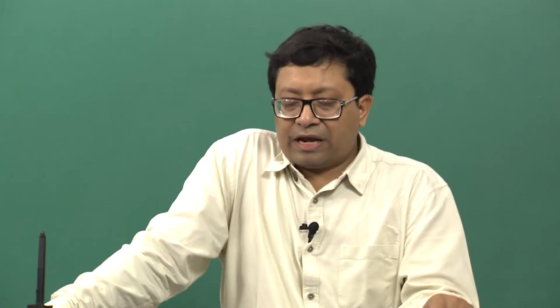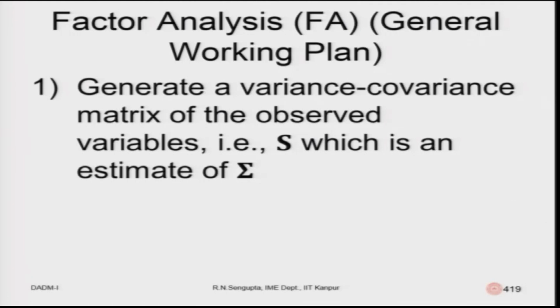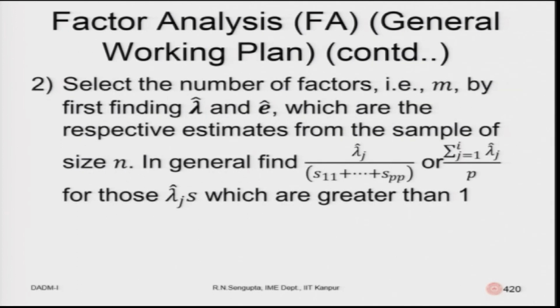So, what is the general plan of working for the factor analysis? First we will generate a variance covariance matrix of the observed variables, that is S, which is the estimate of the capital sigma, and this capital sigma is the variance covariance matrix of size P cross P. Once we have that, we will select the number of factors, out of this P, obviously m would be less than or equal to P, by finding out the lambda hats.